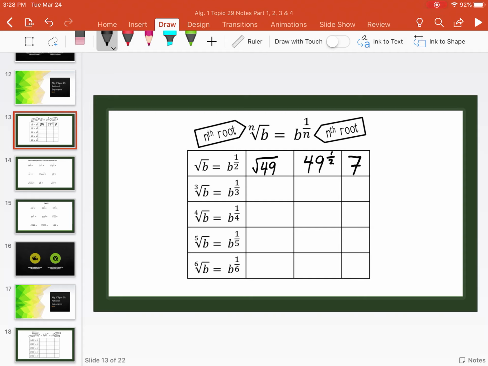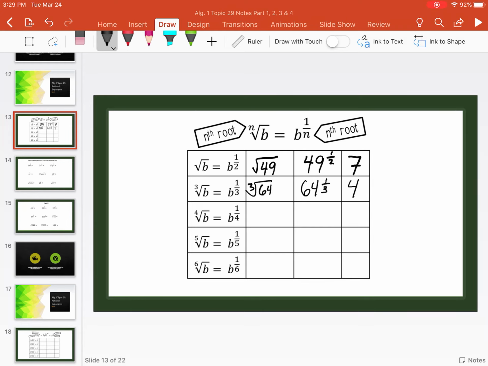b to the 1/3, or the cube root of b. Let's try the cube root of 64. That is the same thing as 64 to the 1/3, which is the same thing as 4. And again, if you need any help with this, feel free to use the chocolate bar method that I mentioned in part 2 to help you simplify these.